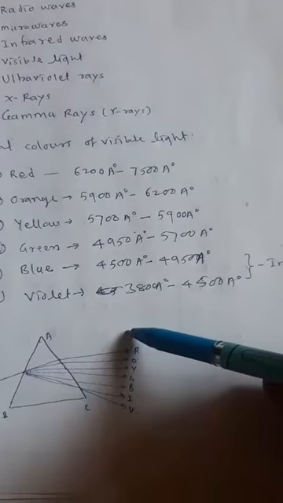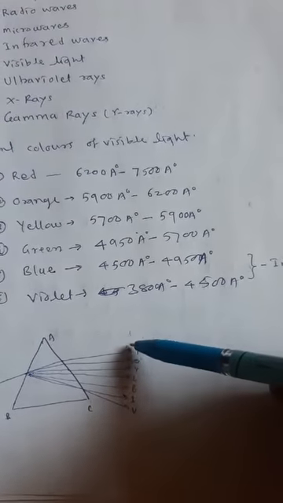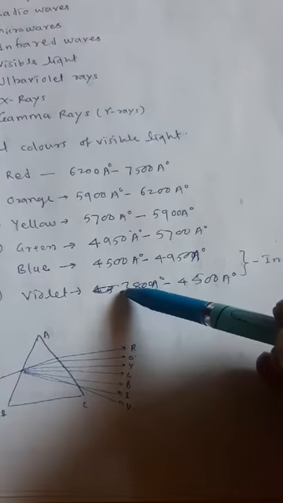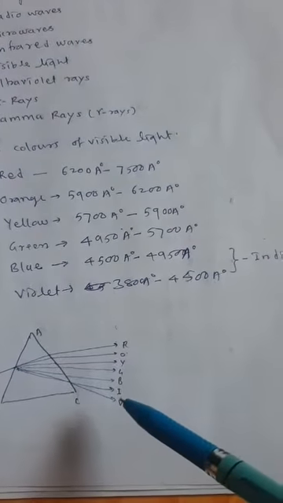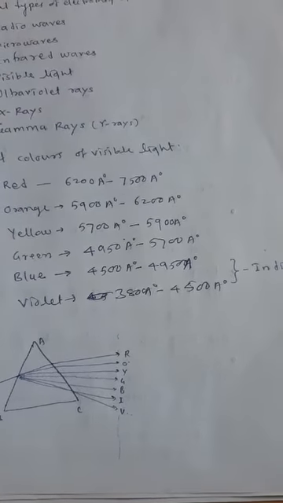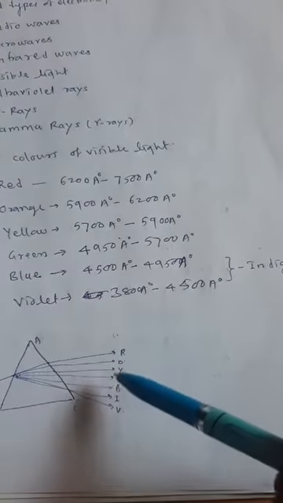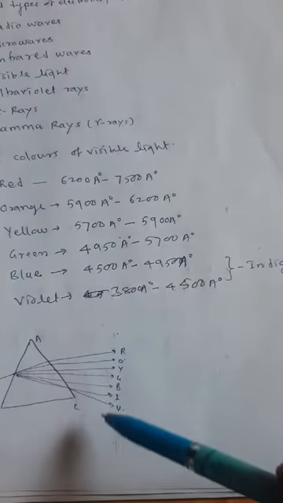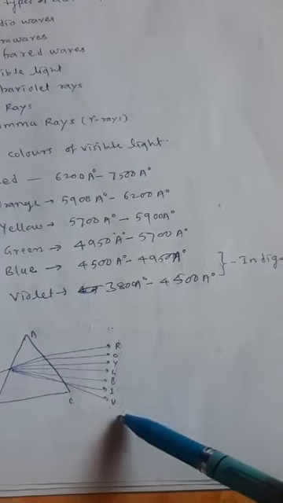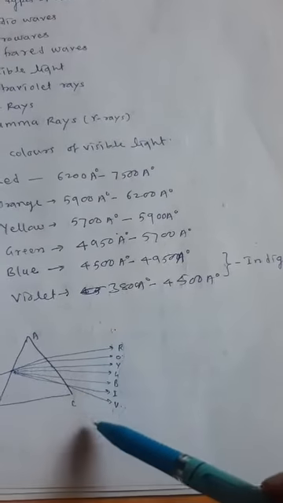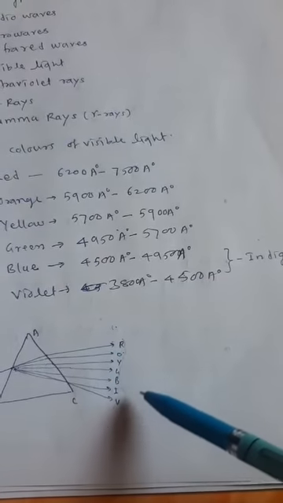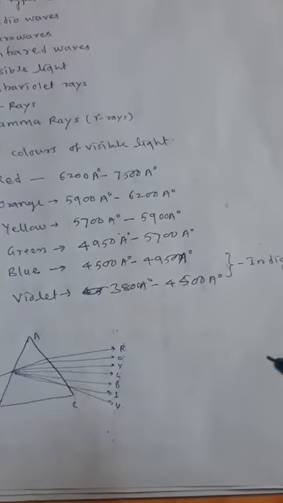Beyond the red color there are some other radiations, and beyond the violet color some radiations are there, but these radiations are not visible to the human eye. Only these radiations are visible, therefore these waves are called visible light.